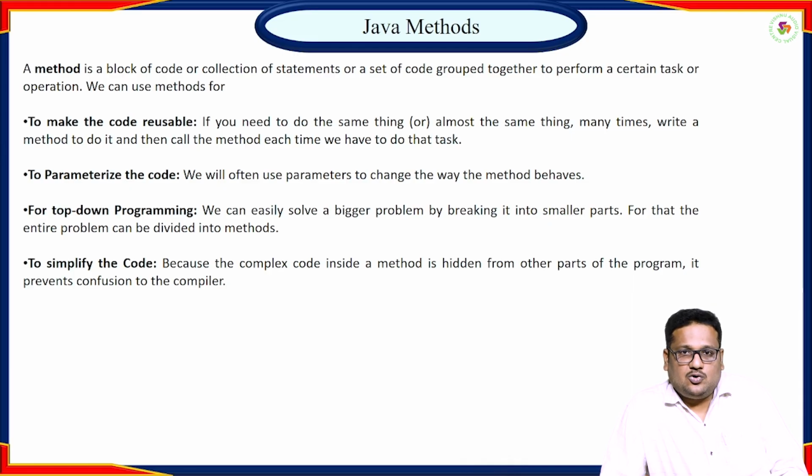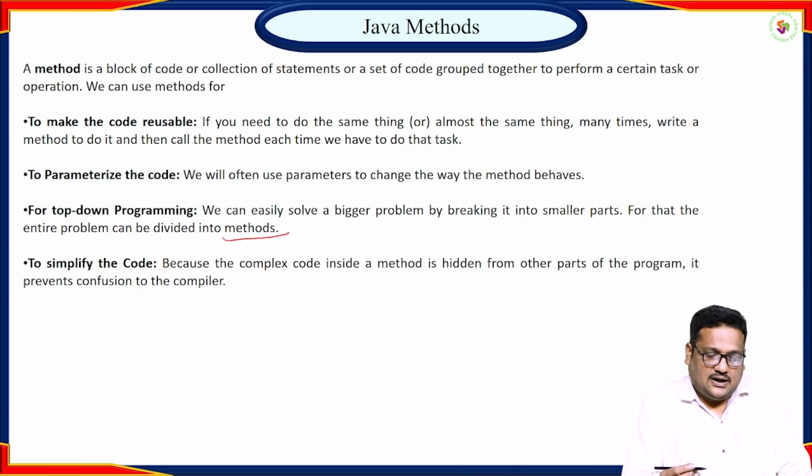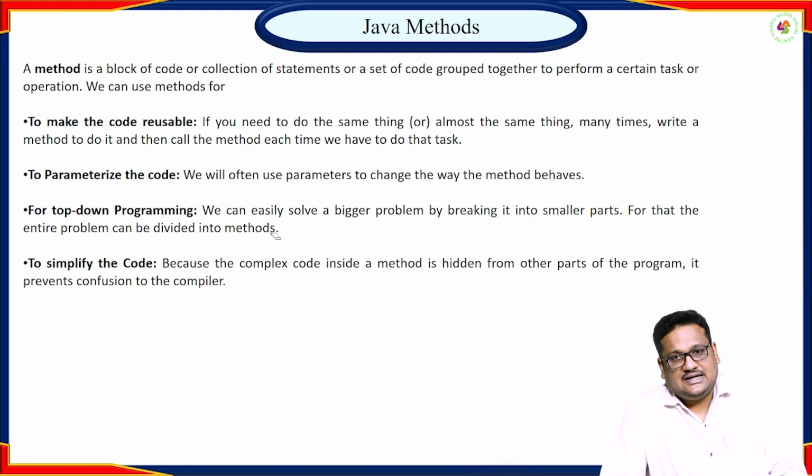Top-down programming means we can easily solve a bigger problem by breaking it into smaller parts. One entire problem can be divided into a number of subparts, and each subpart is called a method. And to simplify the code, the complex code inside a method is hidden from other parts of the program, which prevents confusion of the compiler while compiling the source code. So these are the usages of methods: reusability of the code, parameterizing the code, top-down programming, and simplifying the code.